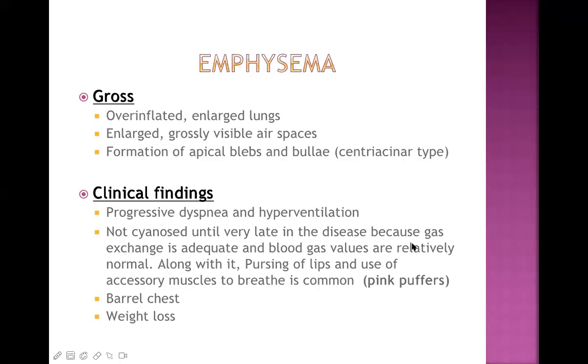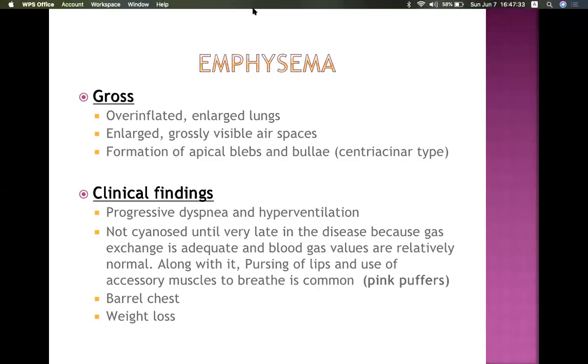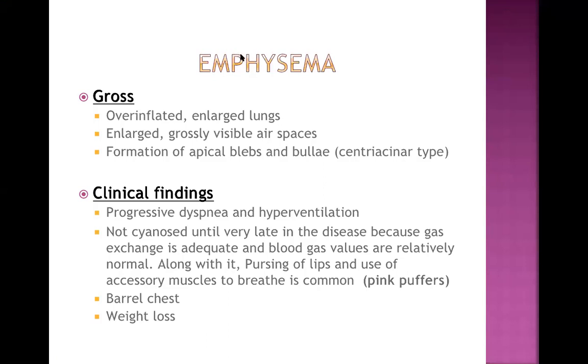Now, cyanosis will not occur if there is adequate oxygenation in the blood, and that happens in case of emphysema. So blood gas values are relatively normal here. The PaO2 doesn't fall that drastically. As a result, these patients are not blue, they still look pink. Pink means there is adequate oxygenation in the blood, but they are very dyspneic. So when they breathe, they purse their lips together, and they also use accessory muscles to breathe out. Because of this reason, they are known as pink puffer.